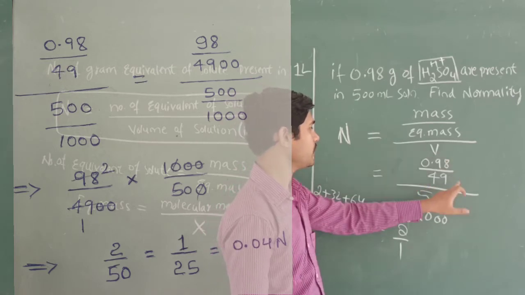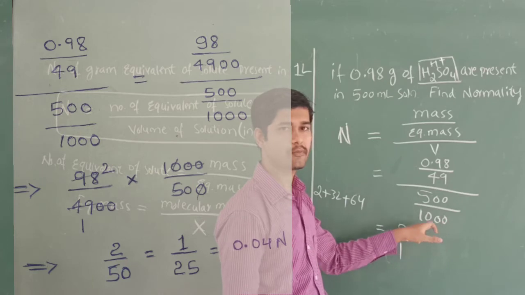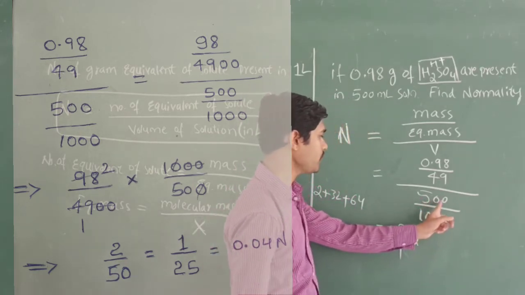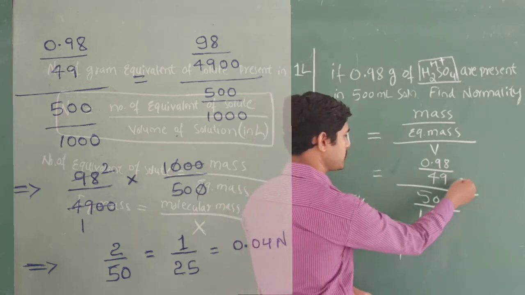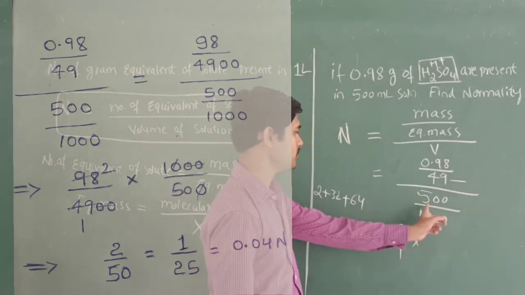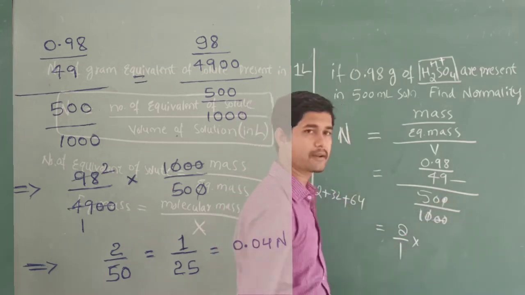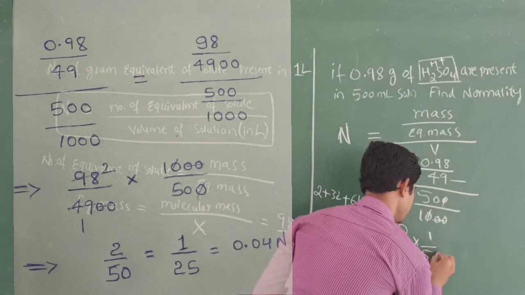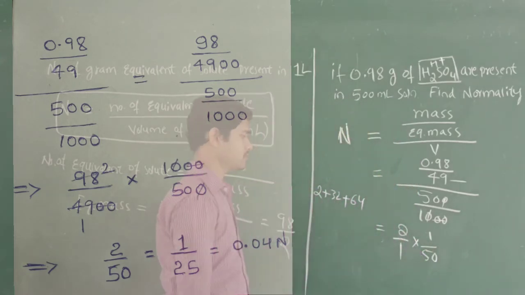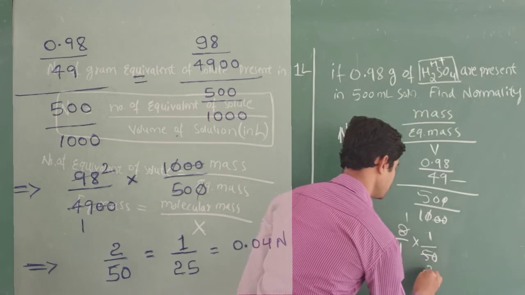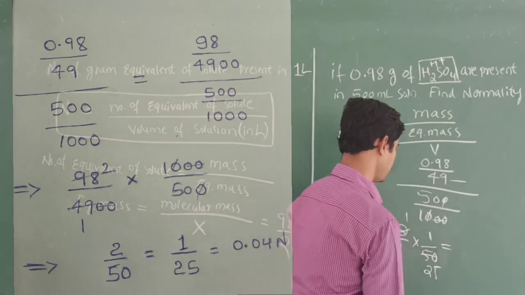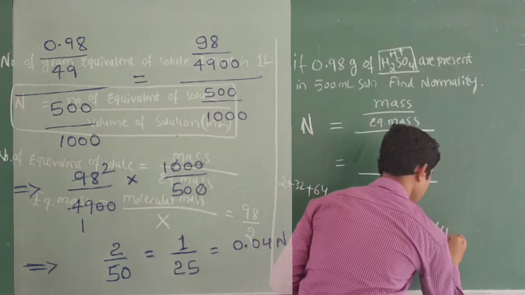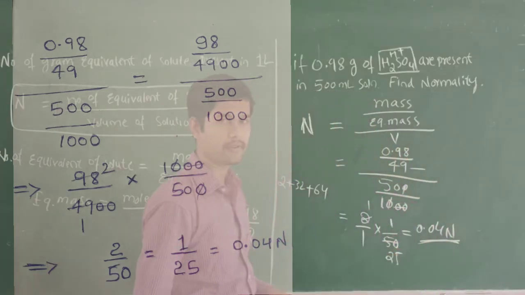49 goes 1 time into 49, 49 goes 2 times into 98, and the 2 zeros and 2 zeros cancel out. I have written 2 by 1, and what remains is 500 divided by 1000, which becomes 50. After taking the reciprocal, it becomes 1 by 50. Then 2 goes 1 time into 2, and 2 goes 25 times into 50, so it becomes 1 by 25. You get 0.04 normality.